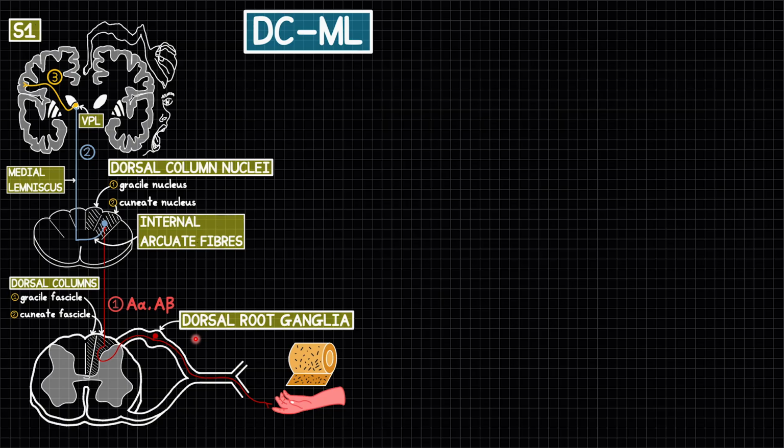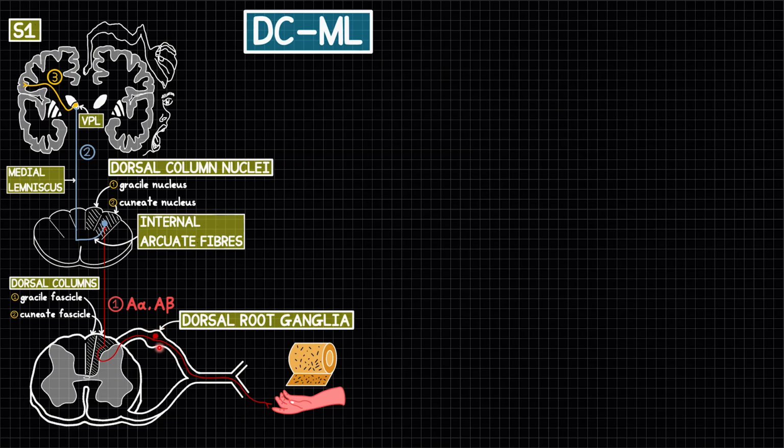So let's just put it all together and recap everything. Remember, we're looking at the DCML pathway. What are the three types of somatosensation that I can look at? Well, it's either going to be fine touch, conscious proprioception, or vibration. In this case, let's just take the example of fine touch, so sandpaper against the fingertips.